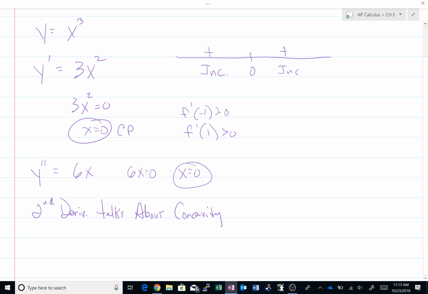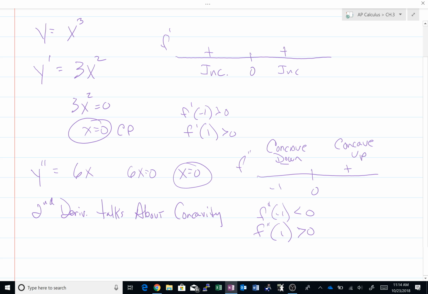This chart here was f prime. This one's going to be f double prime. What you're going to do is test values again in the interval. I'll test a value left of 0, say -1, so f double prime of -1. If I plug it into the second derivative, I get a negative number. What negative means is it's concave down. Then if I pick a number to the right of 0, I'll pick +1. 6 times 1 is a positive number, greater than 0, so it's concave up. So basically what that equation is doing is just keep on increasing, which is basically the graph of x cubed.